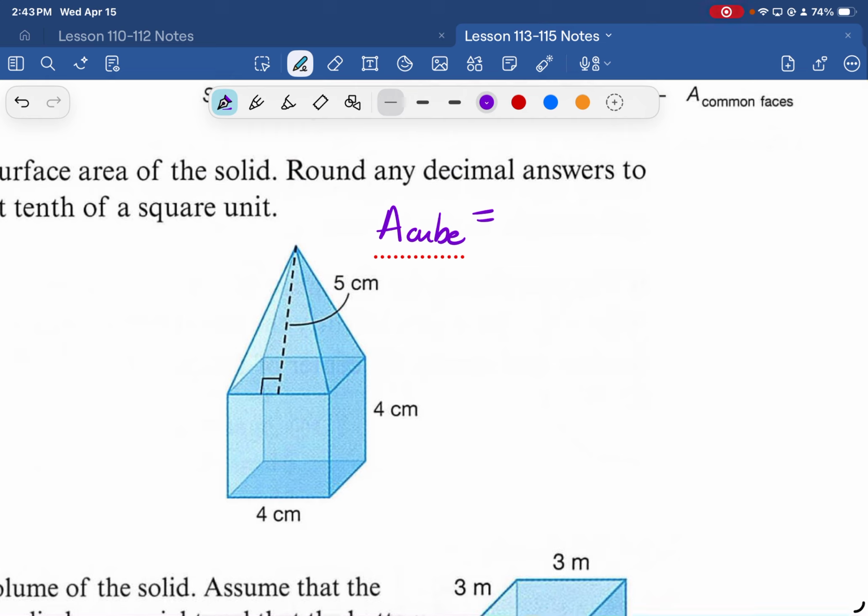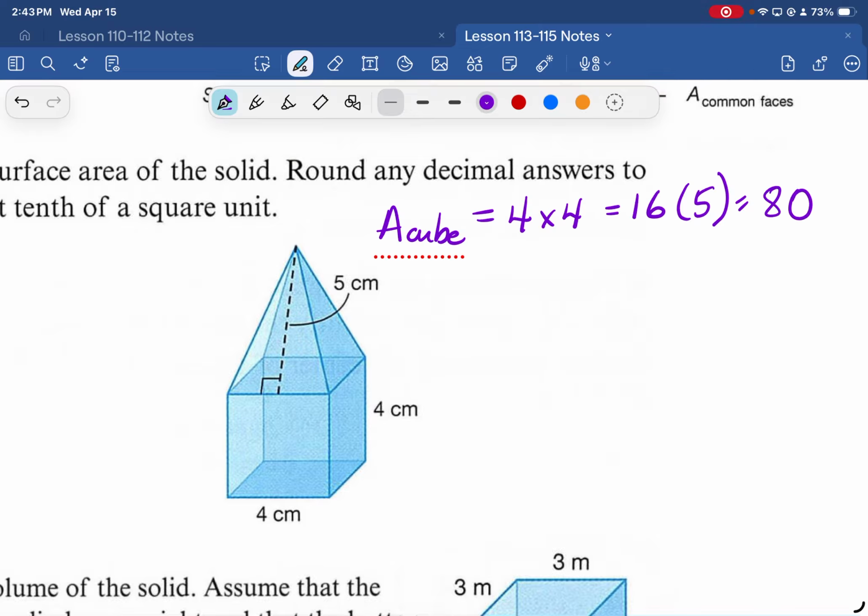How do I find the area of one of those squares? 4 times 4 is 16. Times 5 exposed faces, which is? 80. Okay, let's save that. We're going to add that in later.